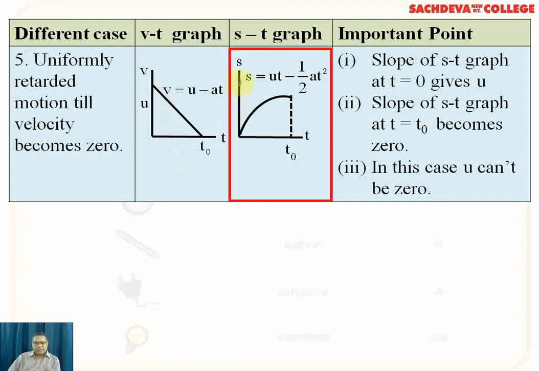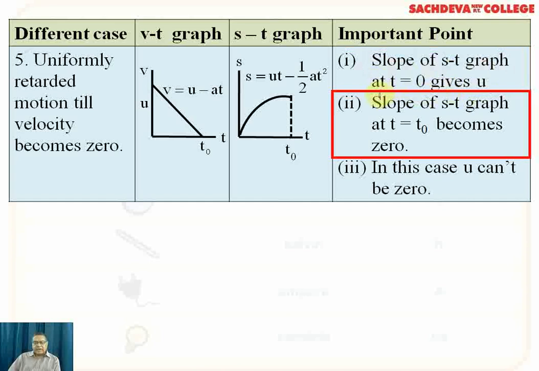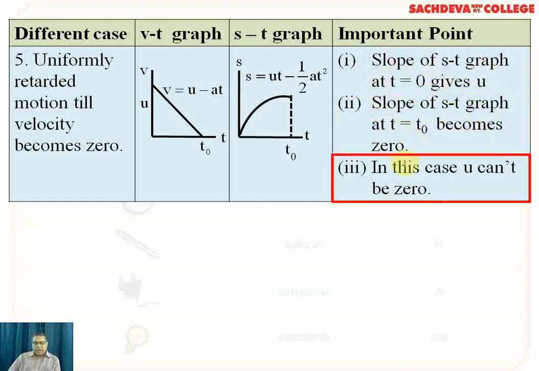Now in the second graph, it is shown that time is on the x-axis, distance on the y-axis, and we have taken s is equal to ut minus half at square. When we are using minus sign here, it means that the brakes have been applied to the body and now its velocity is decreasing, and that's why we have taken negative sign, that is retardation. So, in the important points, these are the three very important points: slope of ST graph at t is equal to 0 gives u, slope of ST graph at t is equal to t naught becomes 0, and in this case, u can't become 0.